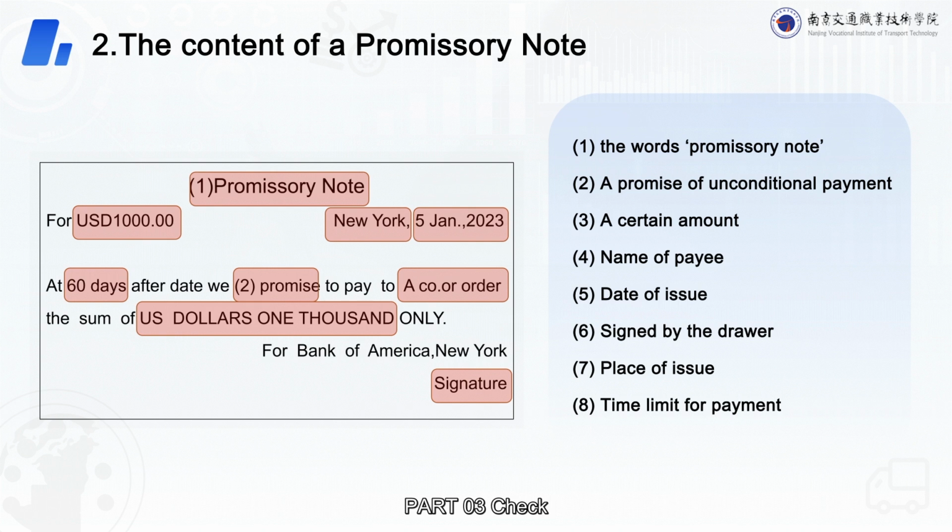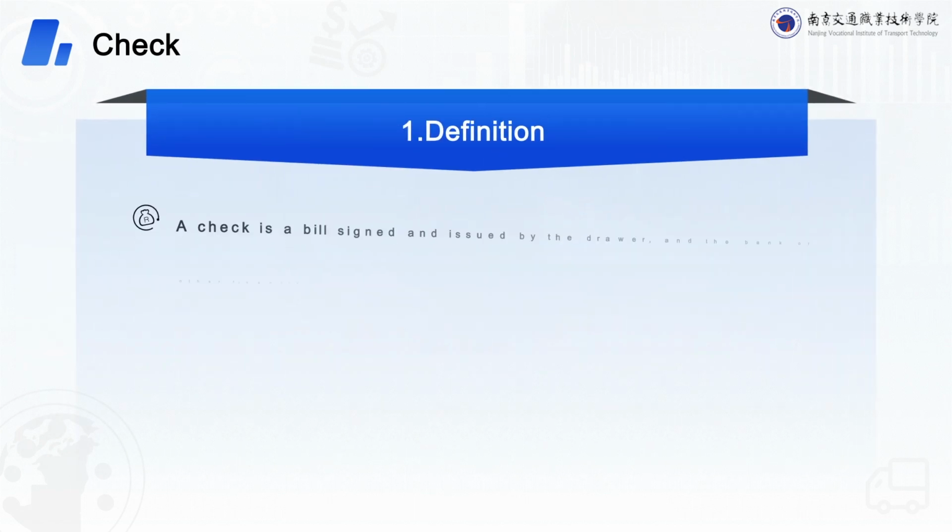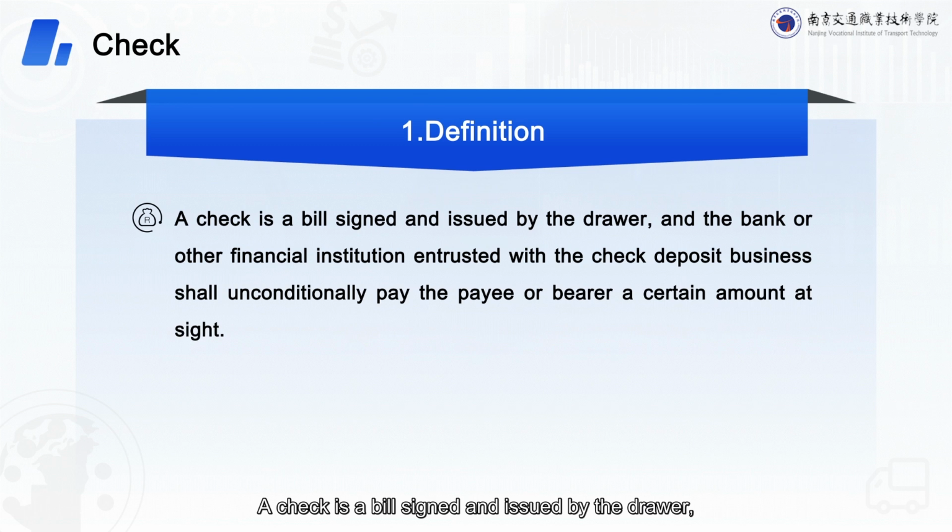Part 3. Check. The third instrument of payment is check. 1. Definition of check. A check is a bill signed and issued by the drawer, and the bank or other financial institution entrusted with the check deposit business shall unconditionally pay the payee or bearer a certain amount at sight.